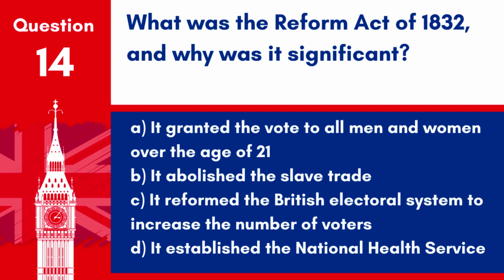Question 14. What was the Reform Act of 1832, and why was it significant? A. It granted the vote to all men and women over the age of 21. B. It abolished the slave trade. C. It reformed the British electoral system to increase the number of voters. D. It established the National Health Service. Answer: C. It reformed the British electoral system to increase the number of voters. The Reform Act of 1832 widened the voter base and addressed many inequities in the electoral system.